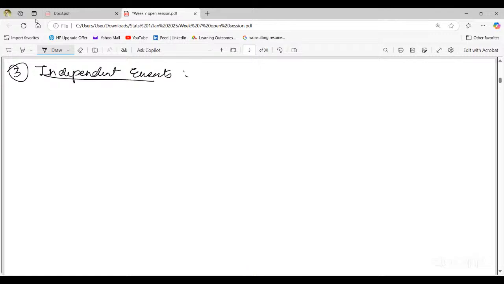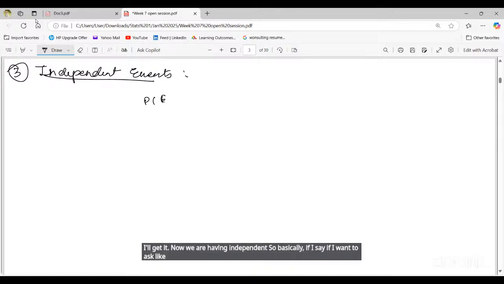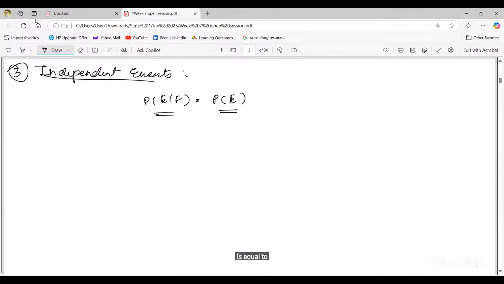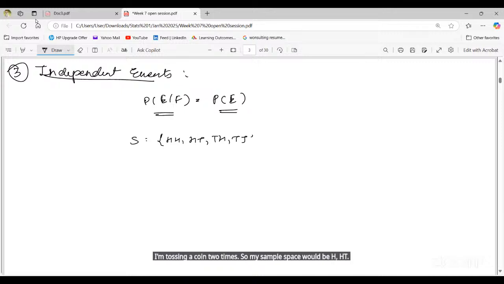Okay then. Now we are having independent events. Basically, if my probability of E given F is equal to probability of E, that is, if my conditional probability is equal to my unconditional probability of E. Let's say I'm taking an example. I'm tossing a coin 2 times. So my sample space would be HH, HT, TH, and TT. This is my sample space.